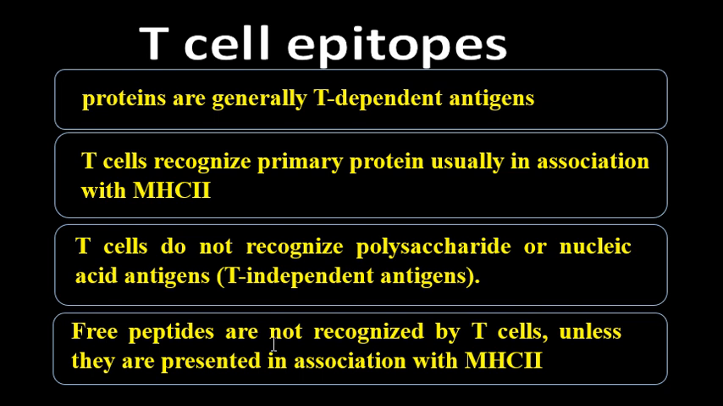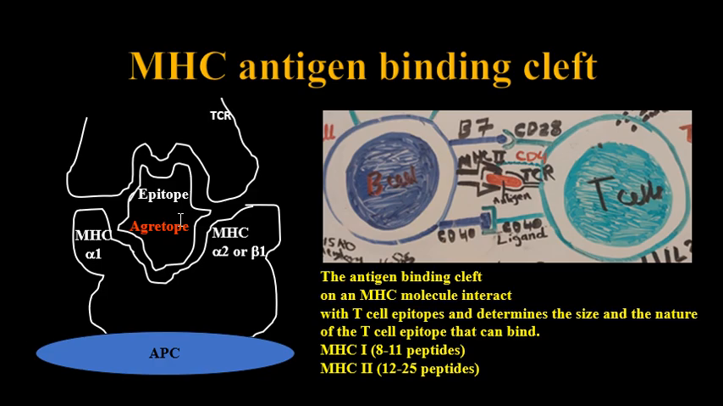Free peptides are not recognized by T cells unless they are presented in association with major histocompatibility, and this is the T cell epitope. It possesses an epitope which binds the TCR, and an agretope which binds the major histocompatibility cleft.